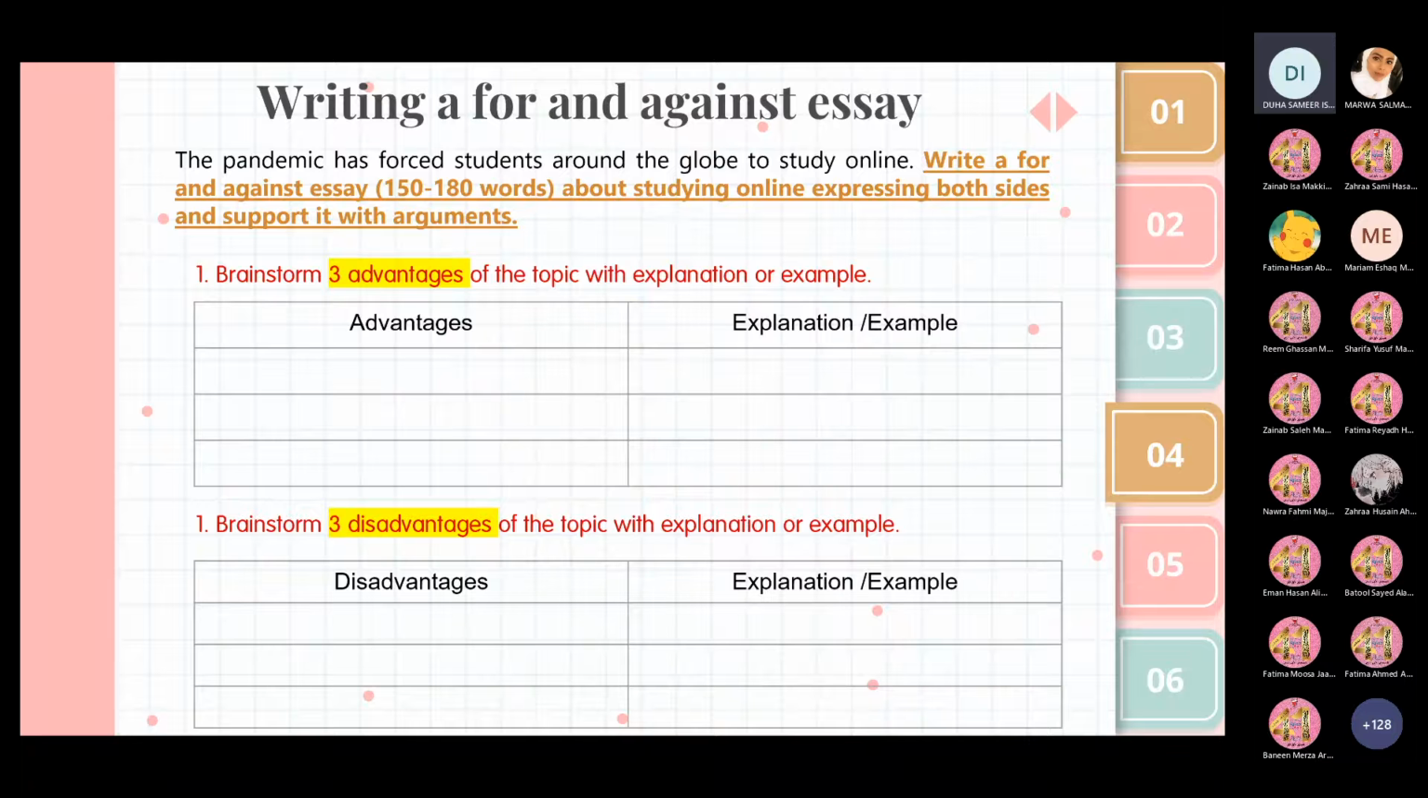So this is the way you're going to write your essays. You're going first to read the question carefully, find out what the topic is about, brainstorm the advantages and the explanation, the disadvantages and the explanation, and then you're going to use the layout and write down all the points that you have brainstormed. Do you have any questions? Excellent answers. Am I clear or do you have any questions?